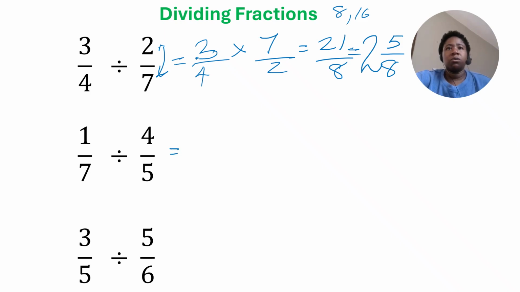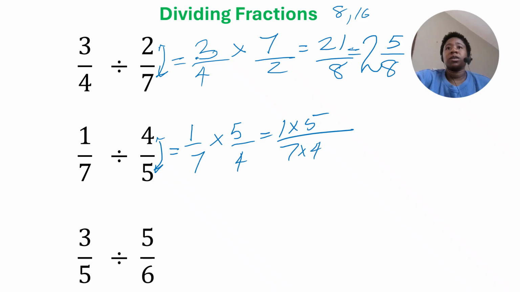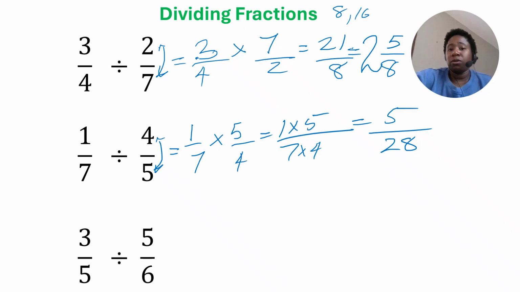Question, the second one, 1/7 divided by 4/5. Again, we want to take the reciprocal of the second fraction so that we could multiply times 5/4. 1 times 5, 7 times 4. 1 times 5 is 5. 7 times 4 is 28. So 1/7 divided by 4/5 is 5/28.